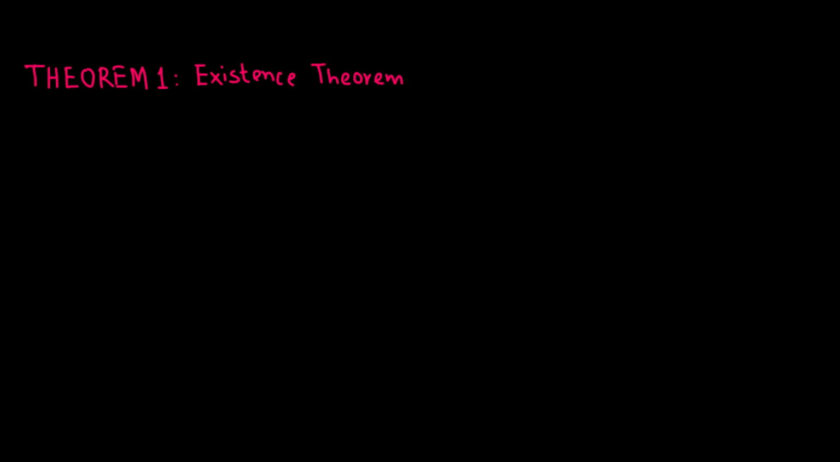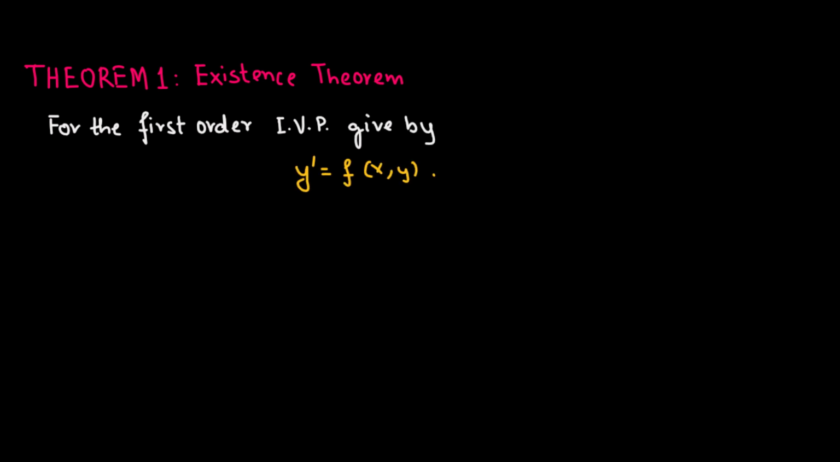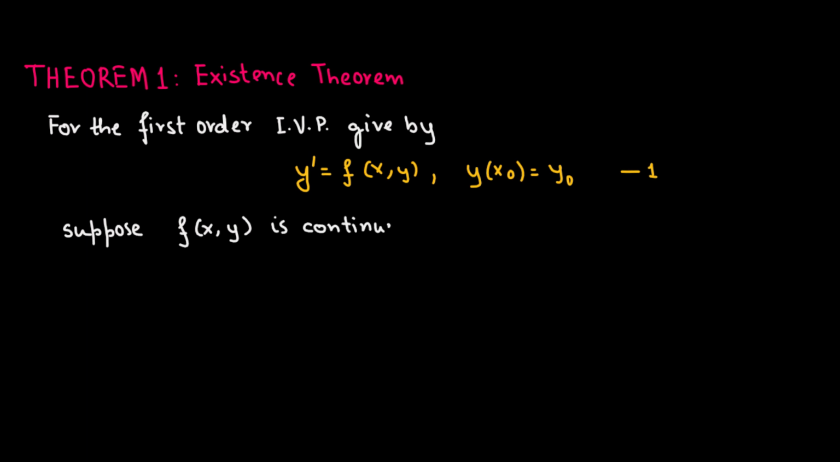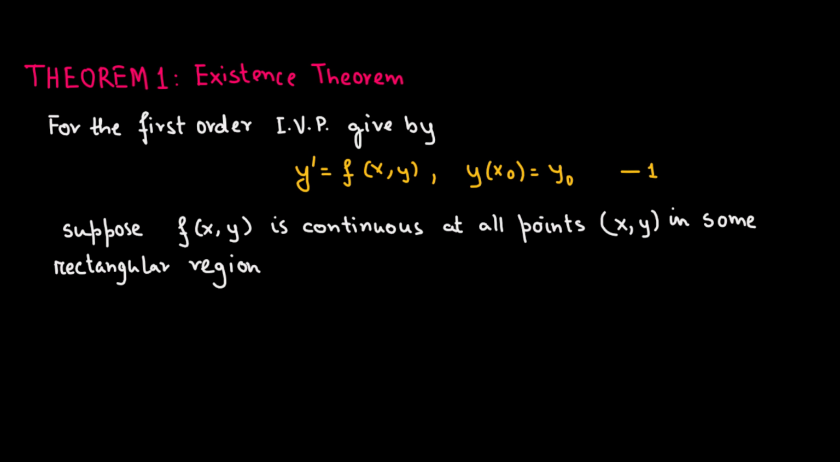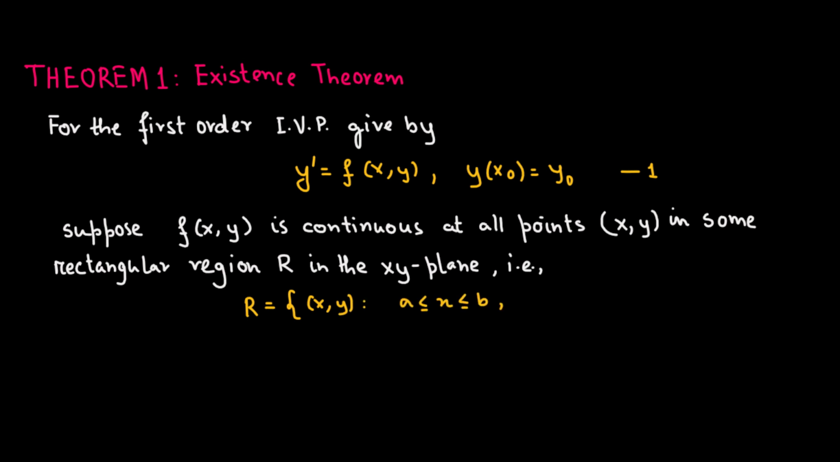Existence theorem. For the first order initial value problem given by y prime equals f(x, y) with the initial condition y(x0) = y0, equation number 1. Suppose f(x, y) is continuous at all points (x, y) in some rectangular region R in the xy plane, that is, R is the set of points (x, y) with x lying between a and b and y lying between c and d.